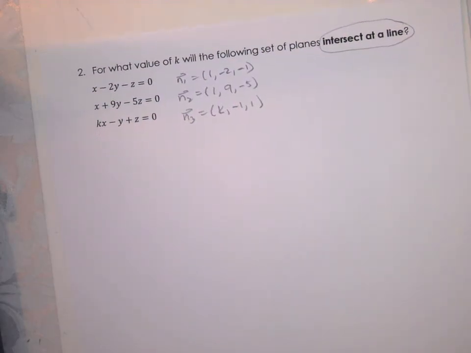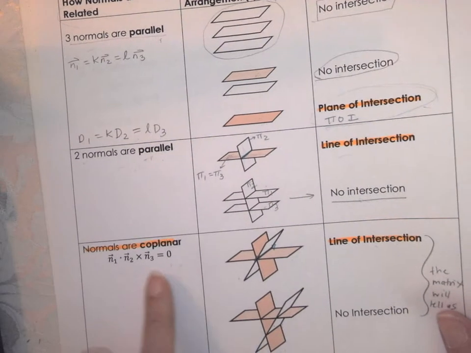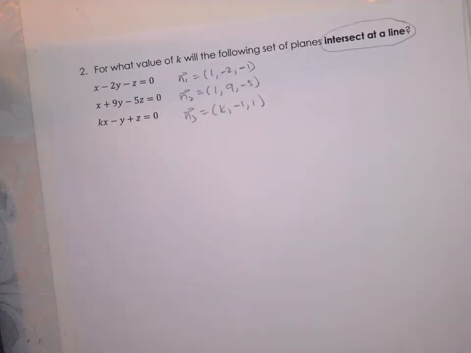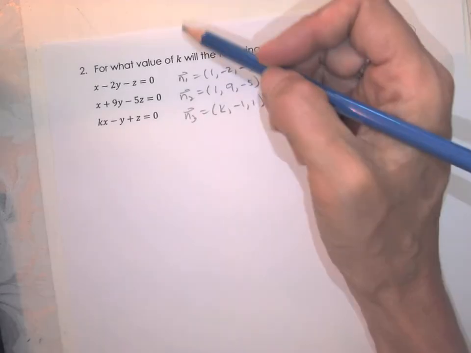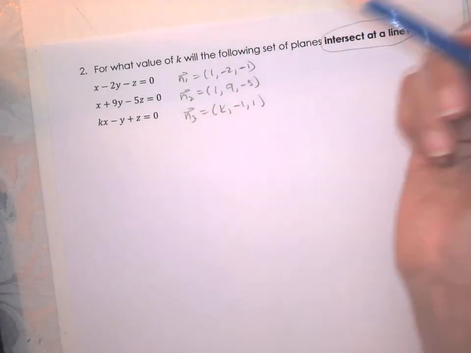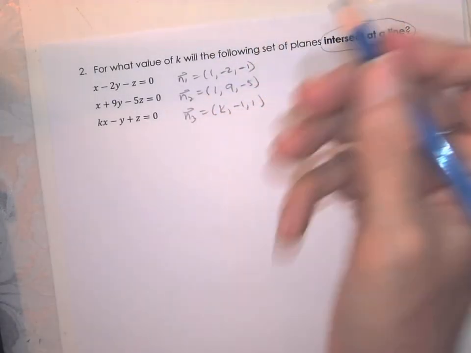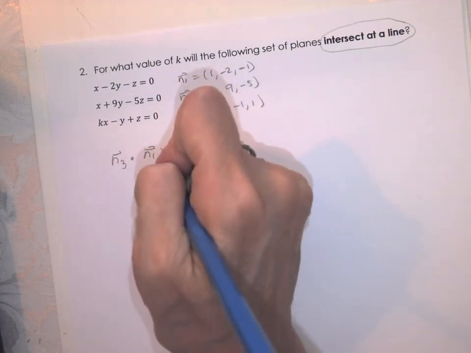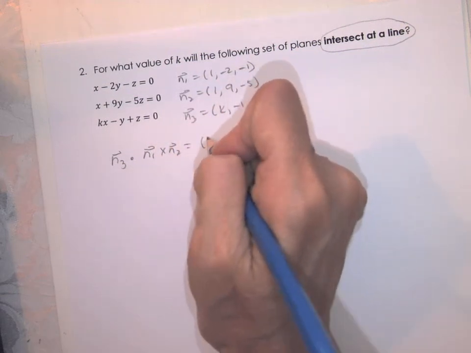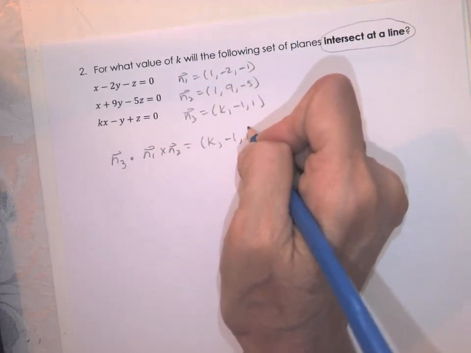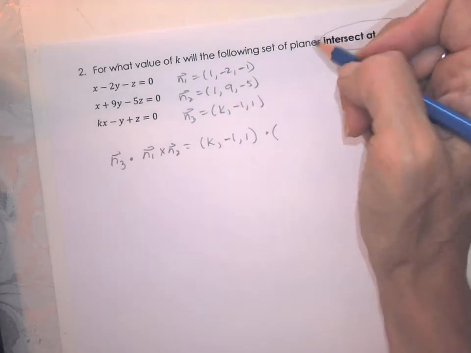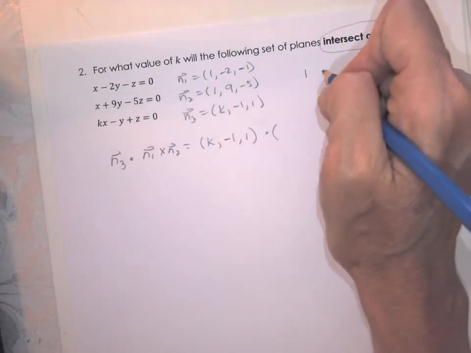And to intersect at a line then, we're looking at them having this relationship, which means that the normals would have to be coplanar. And it doesn't matter which one of these we dot and which 2 we cross. So the one with k, I'm going to pick that to dot, so I'm going to do n3 dotted with n1 cross n2, because I'd rather not cross with a k. And then we can cross n1 and n2.